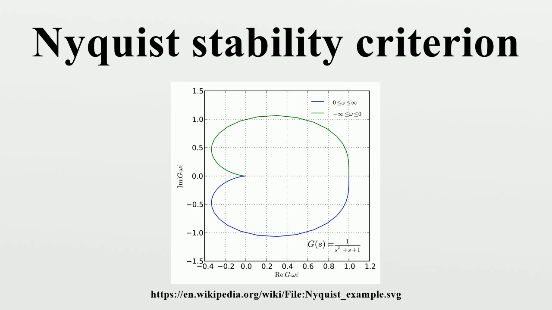However, if the graph happens to pass through the point minus 1, then deciding upon even the marginal stability of the system becomes difficult, and the only conclusion that can be drawn from the graph is that there exists zeros on the imaginary axis.